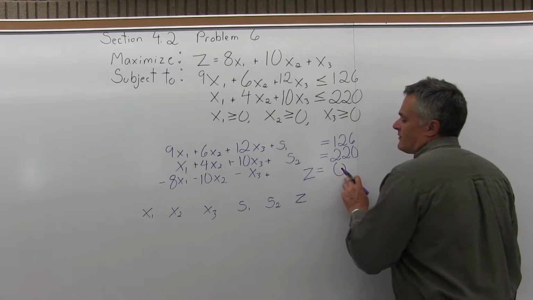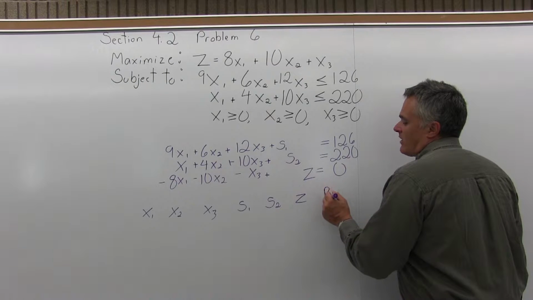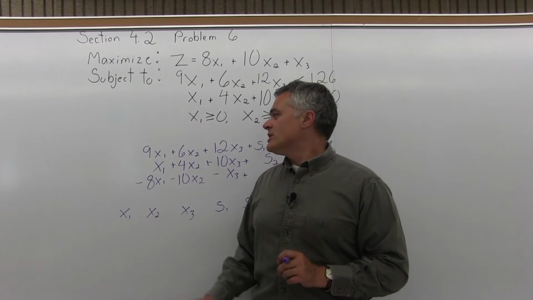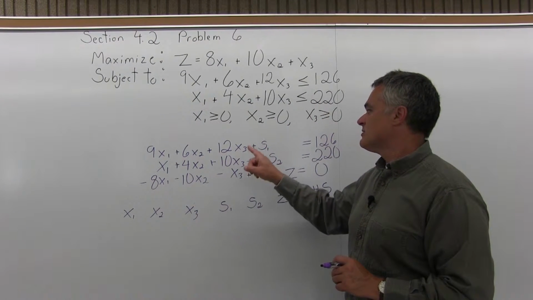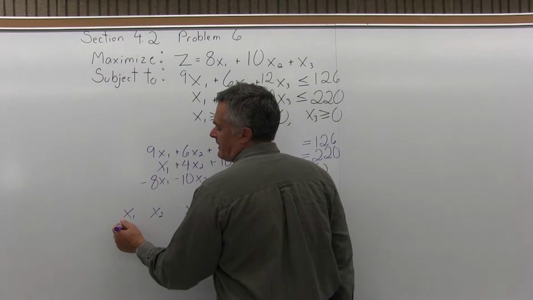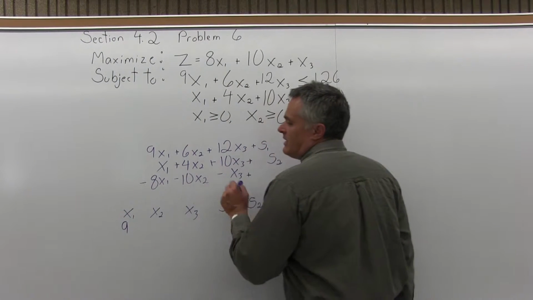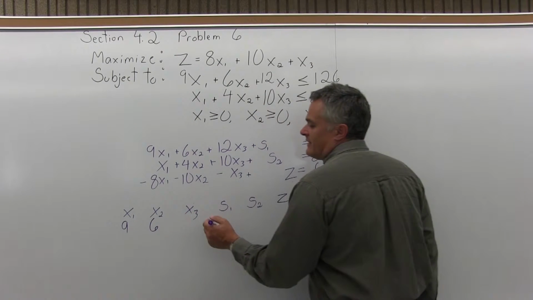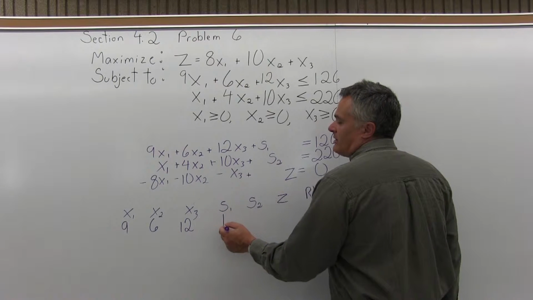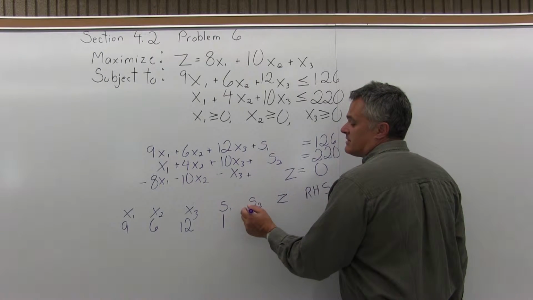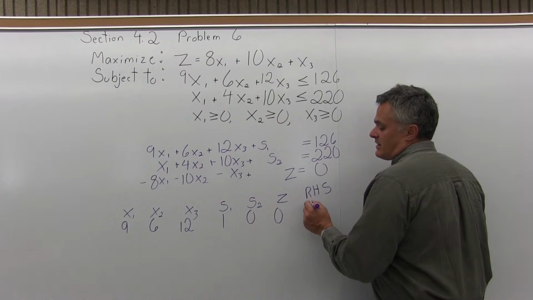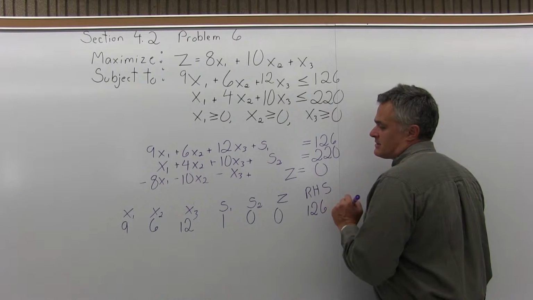And the column for the stuff on the right side of the equal sign gets labeled RHS for right-hand side of the equal sign. So the top equation, the 9x1 plus 6x2 plus 12x3 plus s1 equals 126, becomes the top row of my matrix. In the x1 column, I just simply have a 9. In the x2 column, I have a 6. In the x3 column, I have a 12. In the s1 column, I have a 1. There was no s2, so in the s2 column, I put a 0. There is no z, so in the z column, I put a 0. And in the right-hand side column, I put a 126.